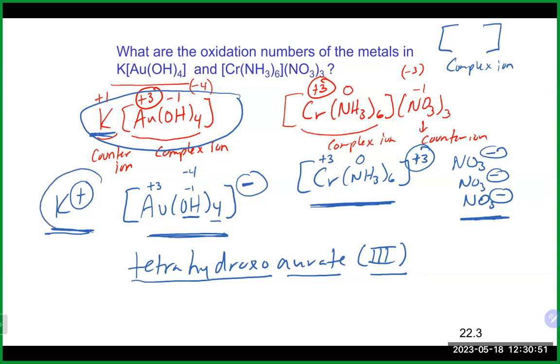Now, the counter ion, good news is frankly just named like it normally would be. So if you had KCl, you would call this potassium chloride, right? So this would just be potassium. So that is potassium tetrahydroxoaurate(III) in this case. Fun with naming, I think. All right, why don't you give this guy a go? What would be the name of it?